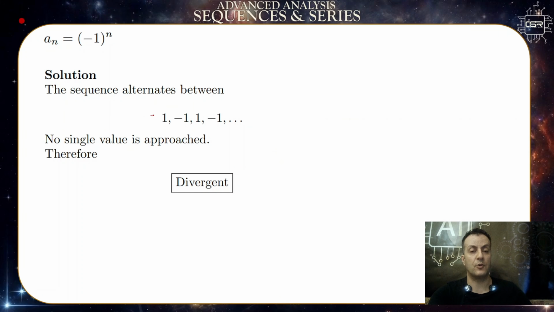The sequence alternates, this was the word I was looking for, between plus 1 when n is even and minus 1 when n is odd. So a_n keeps going back and forth between minus 1 and plus 1, always flapping between minus 1, plus 1, minus 1, plus 1. Therefore, since there is no single value that is approached, the sequence is divergent.